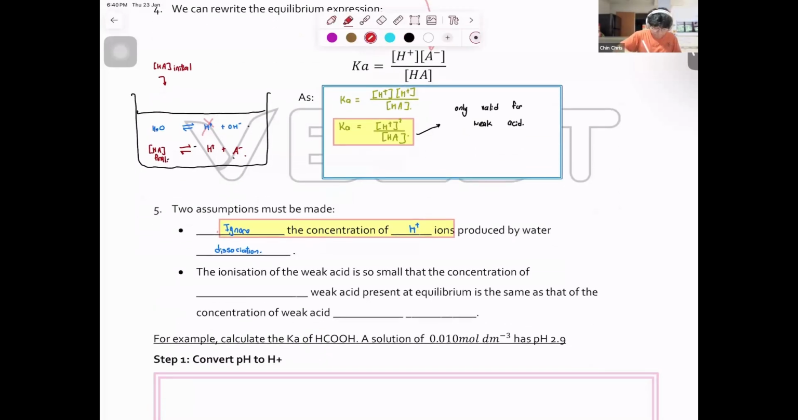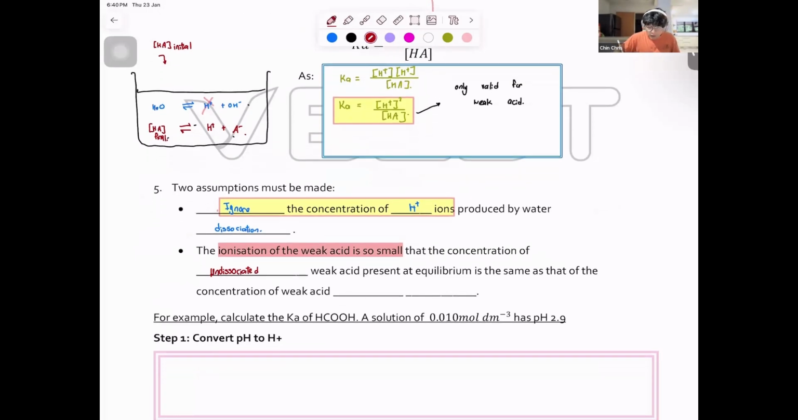Highlight this: the ionization of the weak acid is so small that the concentration of undissociated HA is the same as the concentration of weak acid after dissociation. Highlight: concentration of undissociated HA, same as concentration of weak acid after dissociation. Done.